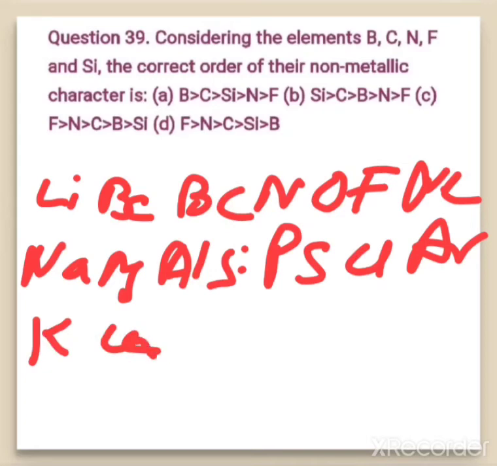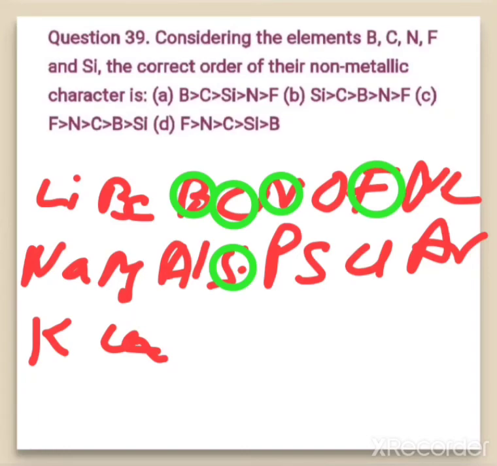This much is enough. Now circle the elements which are given in the problem. Which ones are given to us? Boron, carbon, silicon, nitrogen and fluorine. Now for non-metallic character, we know that from left to right metallic character is decreasing, which means non-metallic character is increasing. So the one on the extreme right-hand side will be more non-metallic.